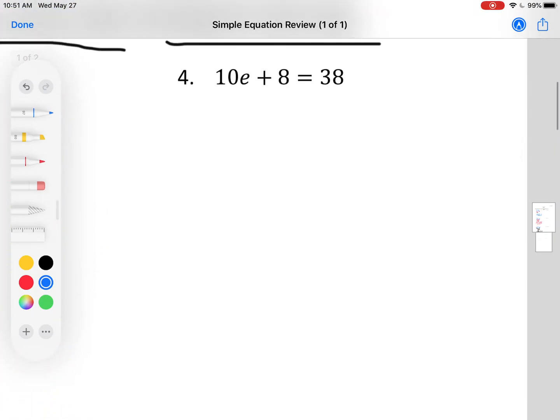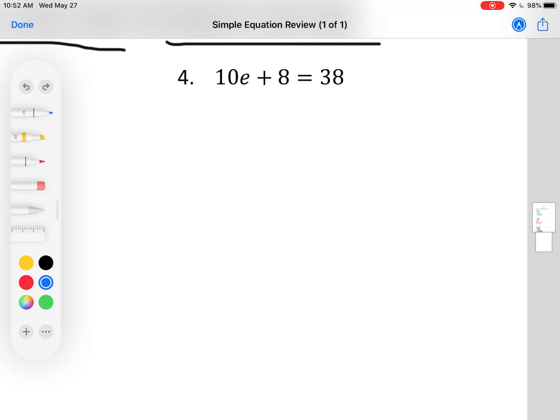What do you notice about this? It only has 3 terms. It only has one variable term. Which side has 2 things? The left side has 2 things. I want to get rid of either the 10e or the plus 8. Well, what's over here by itself? Is that a number or a variable? That's a number, so we're going to get rid of the plus 8 first.